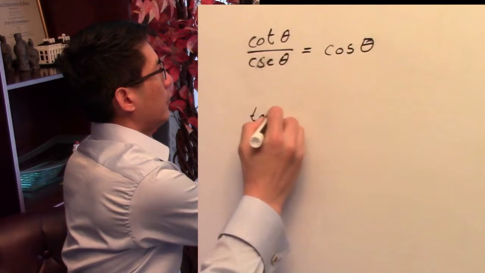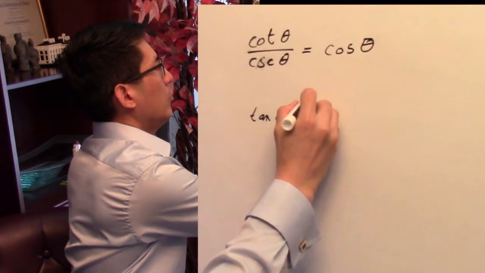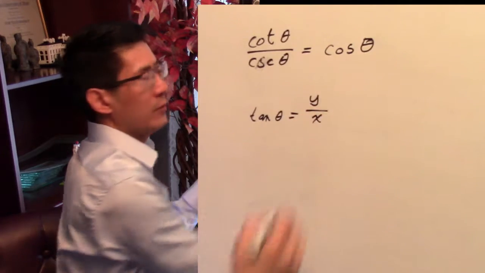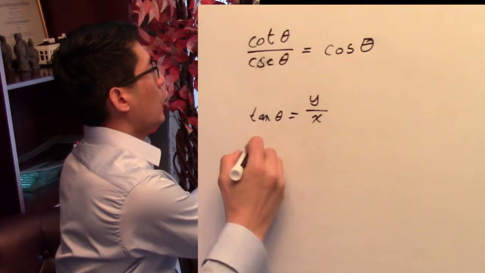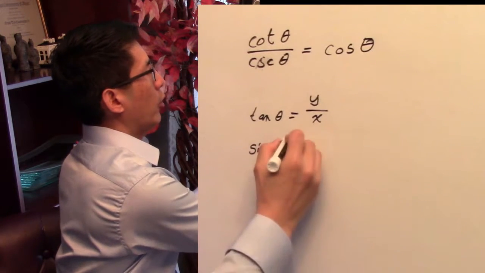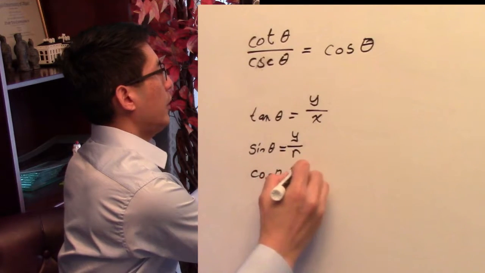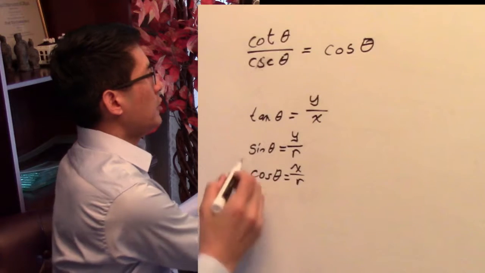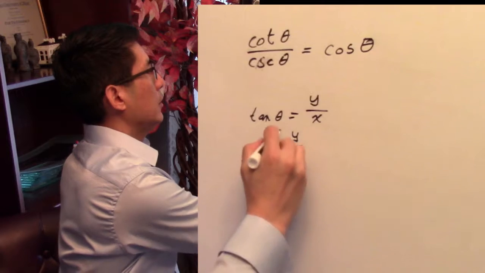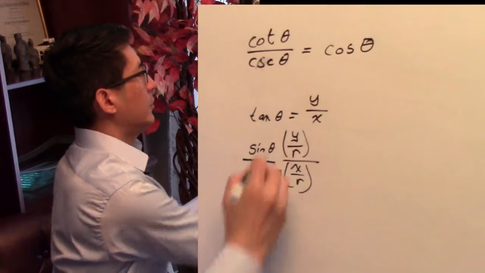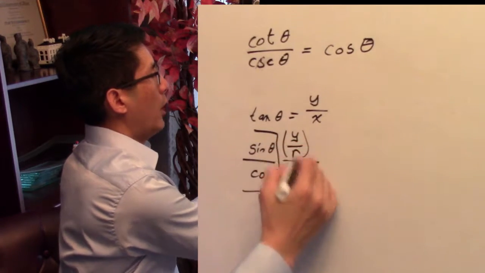Tangent, as you remember, is the same thing as y over x, using the stuff from the last video. Go back and take a look on your own time. So, if we go back to sine, sine of course was y over radius, cos was x over radius. If we take sine divided by cos, for example, we take this and divide it by this, what we have is y over r divided by x over r.